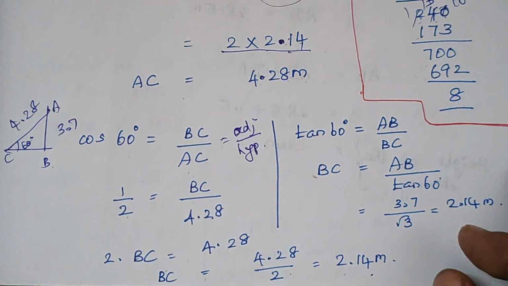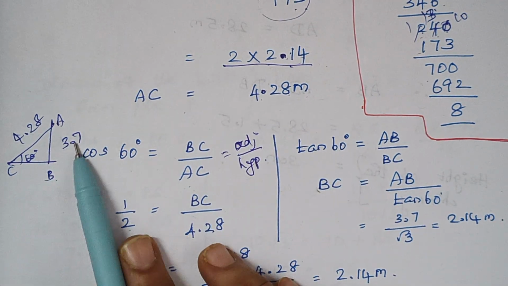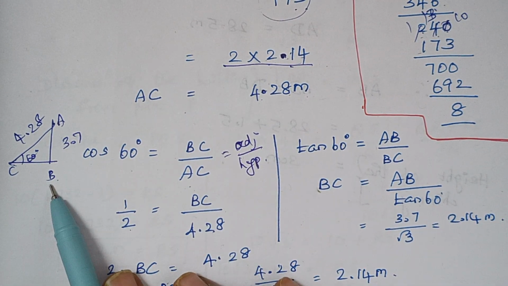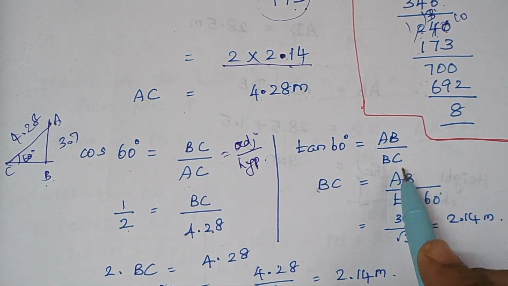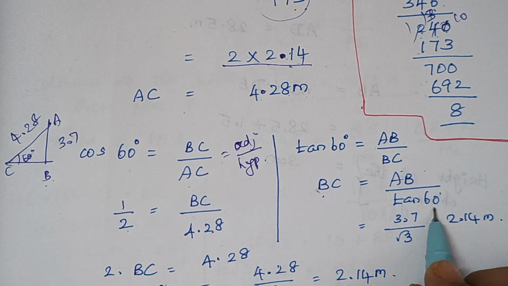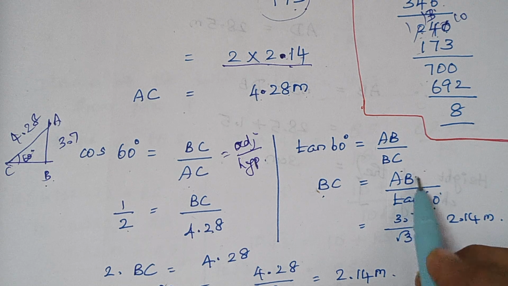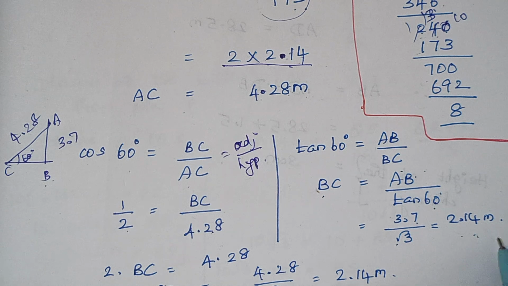Or if you have taken tan 60, tan 60 is nothing but opposite by adjacent. Here opposite is AB and adjacent is BC, so tan 60 is AB by BC. You need BC, so BC is AB by tan 60. The value of AB is 3.7 and tan 60 is root 3, and again this gives the answer of 2.14 meters. In either way you can do it, and it is up to you.